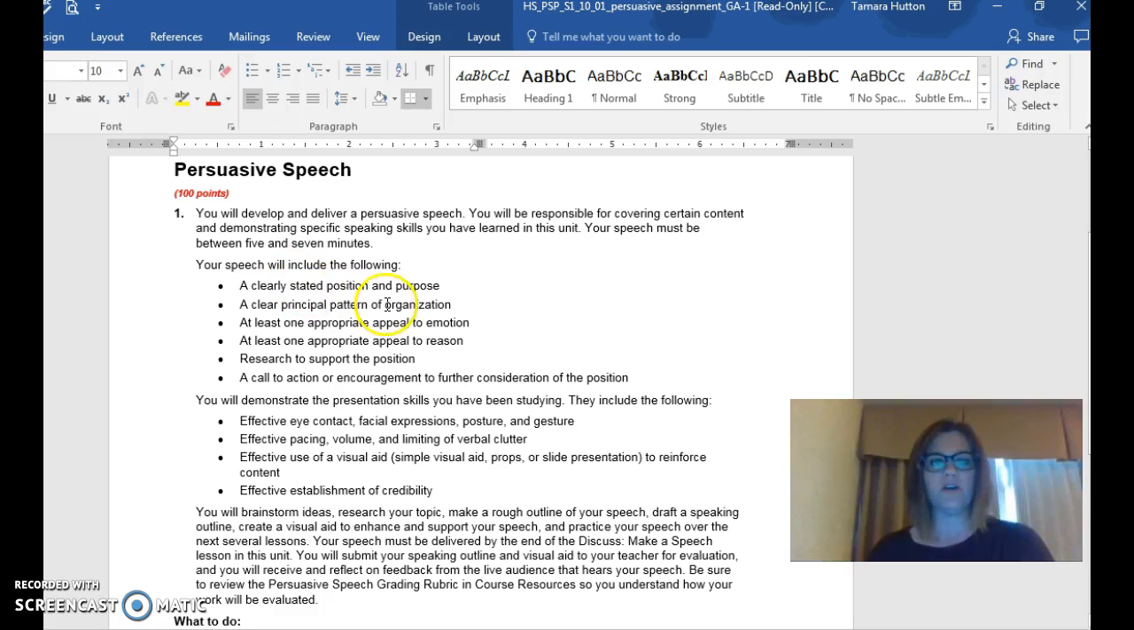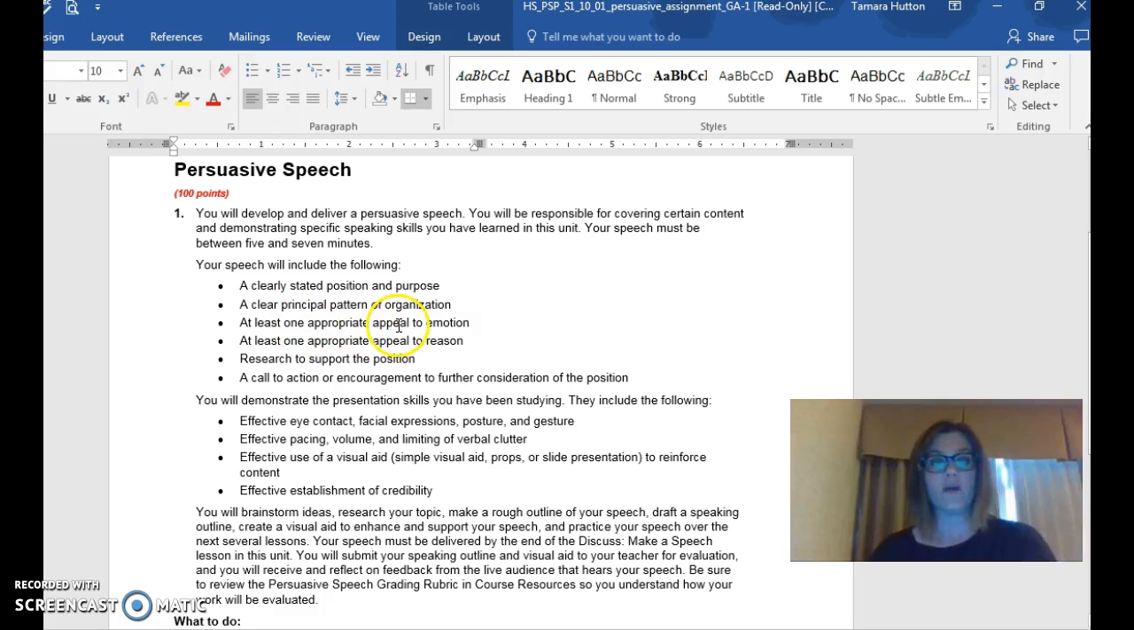Your speech will include a clearly stated position and purpose. Again, remember that why should I care? Why should my audience care? You need to make that clear. Make sure that you make that clear. You need to have a pattern of organization. You don't want just random thoughts here and there and everywhere. You need to have organization to your speech.